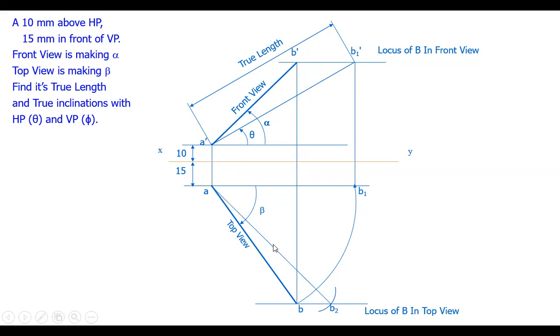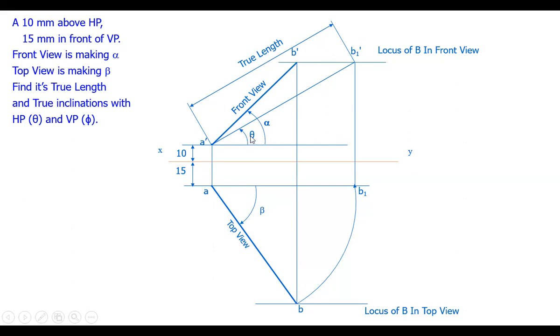So when it is parallel to HP, we are able to see the true length and also the actual inclination with the VP. One more thing, we can do the same thing the other way also. Like, we take this line A dash B dash, right? This is one way of finding the true length and the true inclinations.